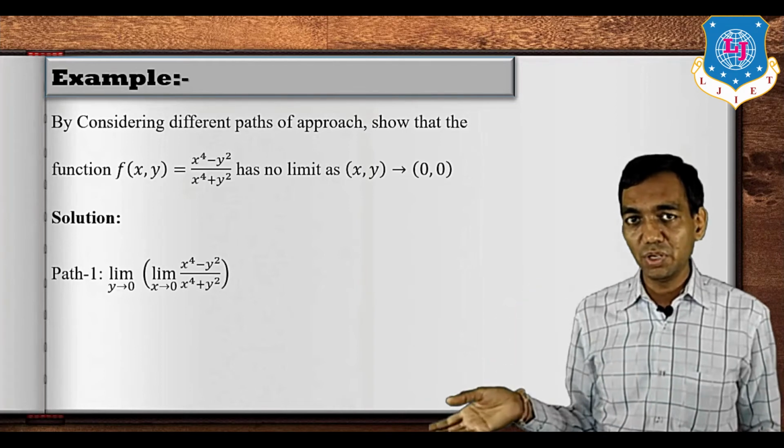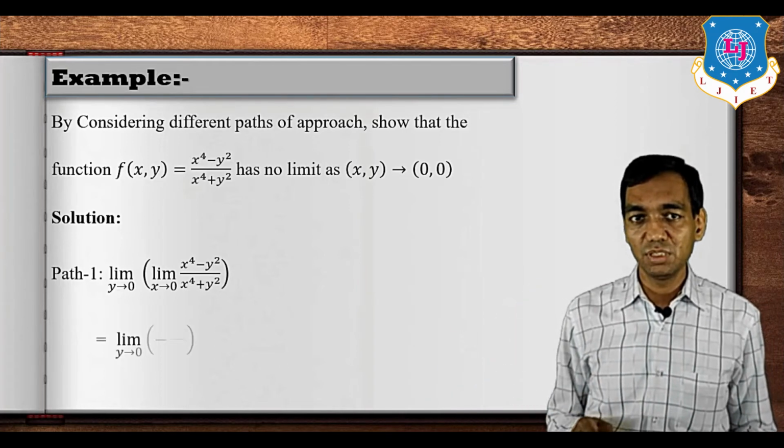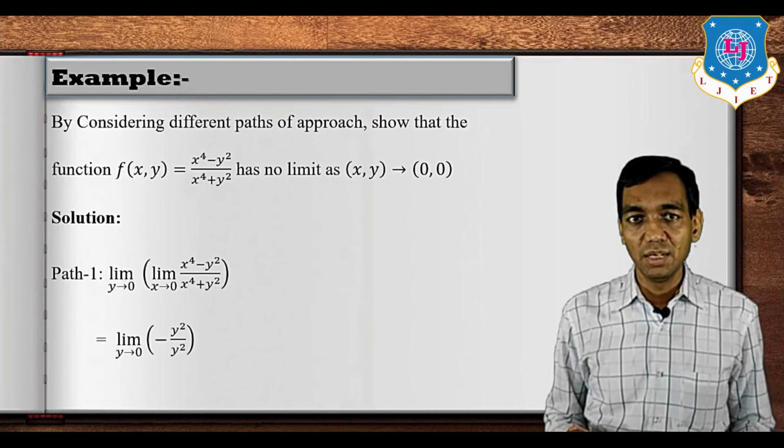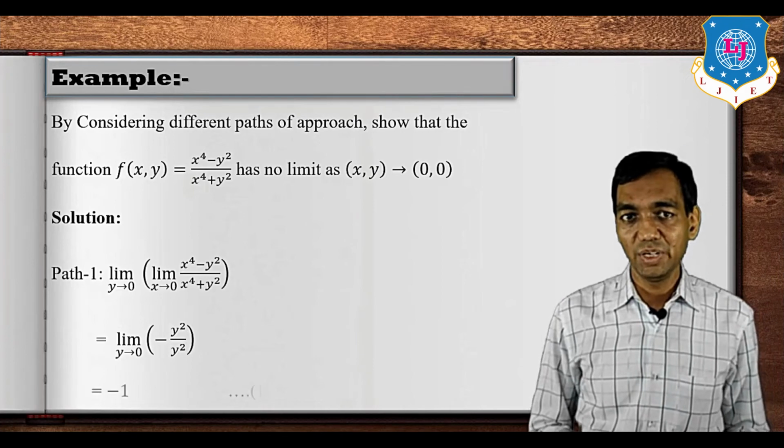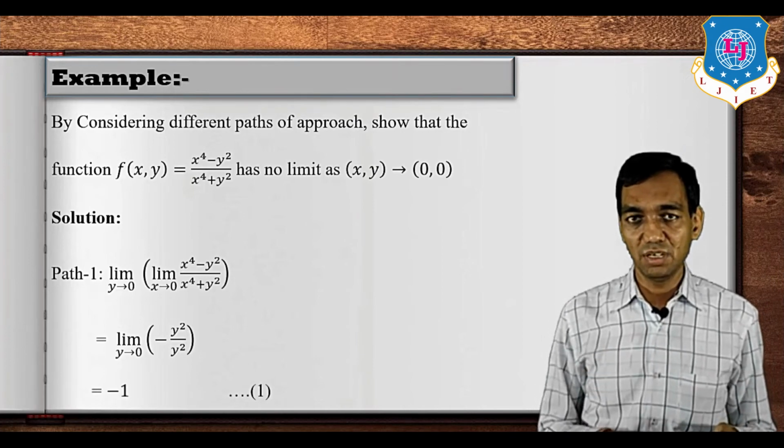If you apply the limit of x, then you will have limit y tends to 0 of minus y square upon y square. The minus y square upon y square cancel out and you will have the limit minus 1. This is the first limit.